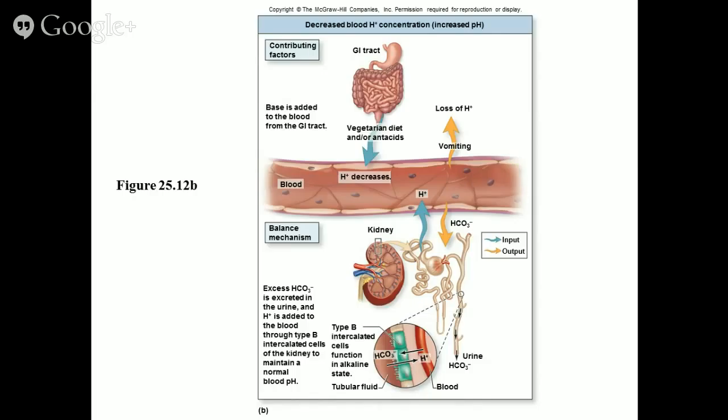And what these cells will do is a swap. They're just like type A cells, except type B cells, instead of taking bicarbonate ions out and sticking hydrogen ions into the nephrons or into the collecting tubules, we're going to see a swap. Now, these type B cells take bicarbonate ions out of the blood and then throw hydrogen ions into the blood.